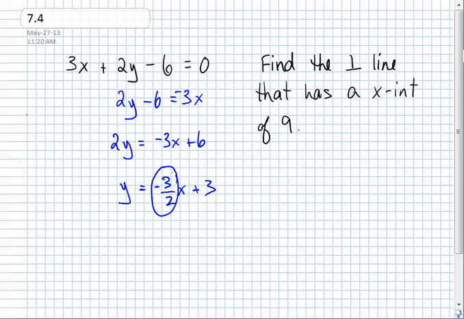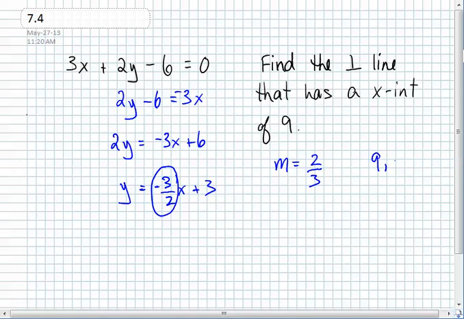So what is the slope of your perpendicular line going to be? Well, it's going to be the negative reciprocal of negative 3 over 2, which is positive 2 over 3. So I already know that the line has a slope of 2 over 3. But I also know that it goes through the point (9, 0), because it has an x-intercept of 9.